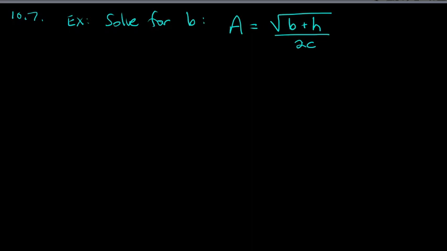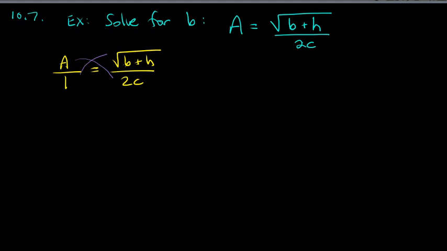So in order to do that, well, let's think about this as a fraction. We have a over 1 equals the square root of b plus h divided by 2c. So I just rewrote it. You can always divide by 1, right? That's not going to affect the result. So as a fraction, you might remember, as long as I have a fraction on both sides, I can cross multiply. And that's the idea here, right?